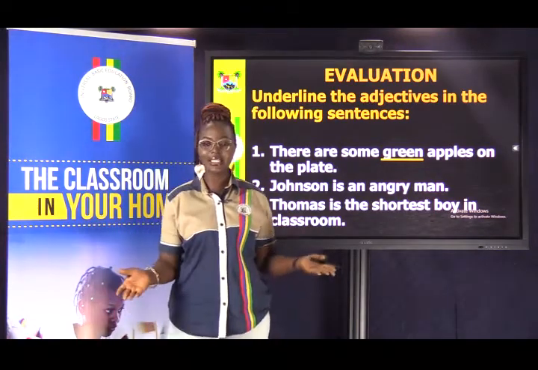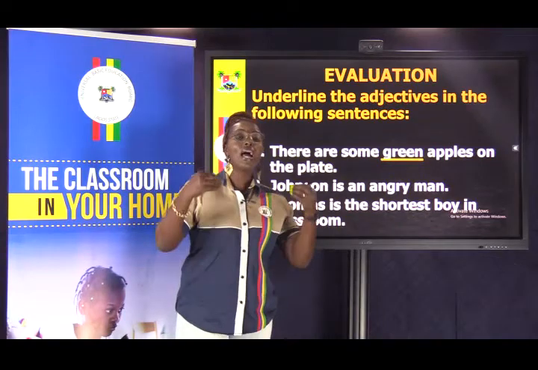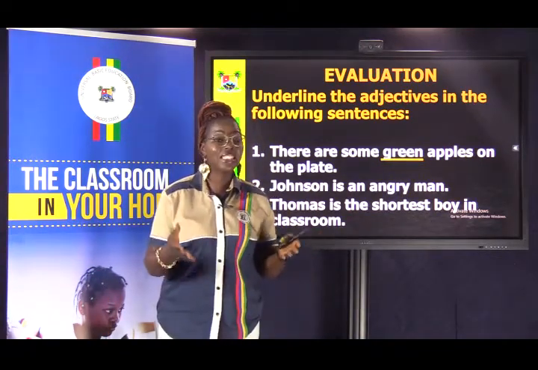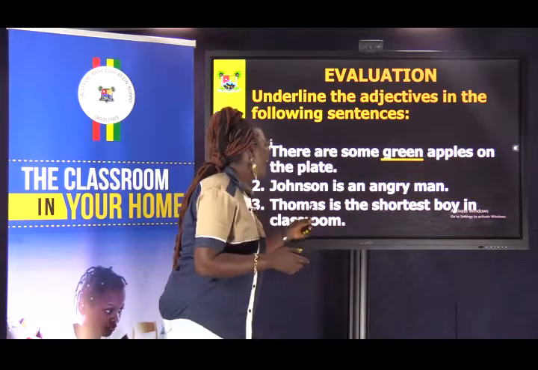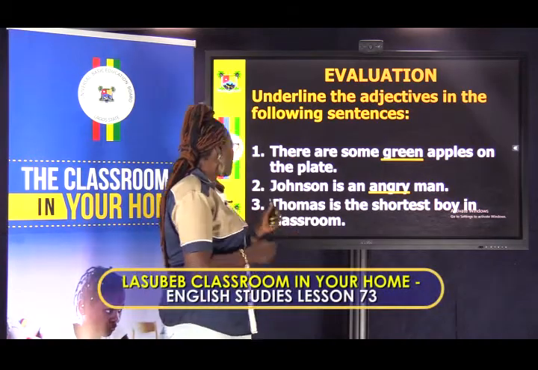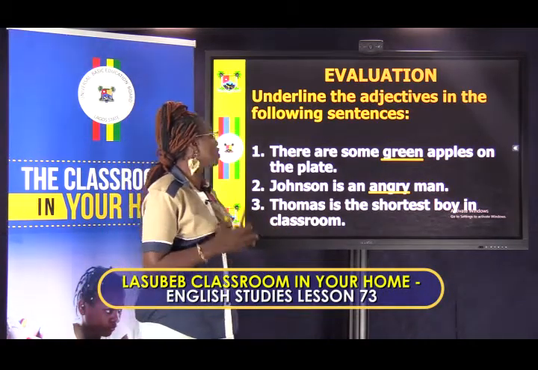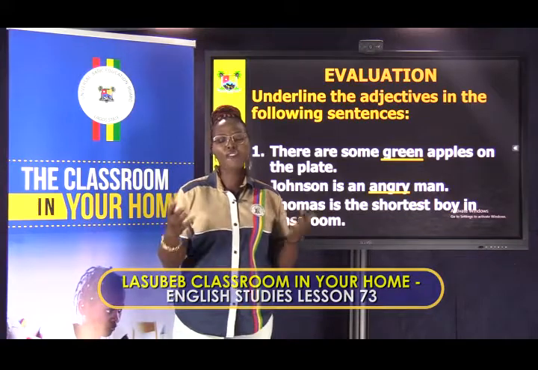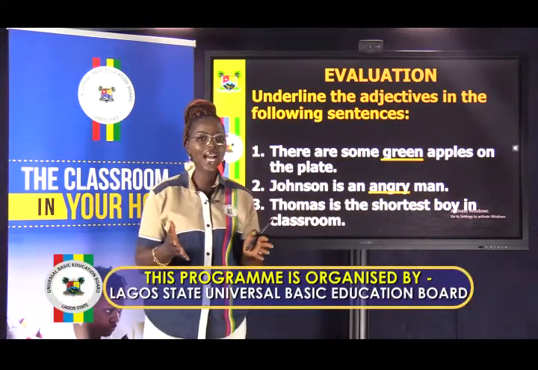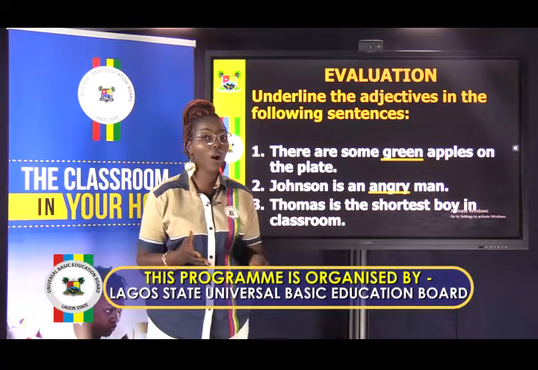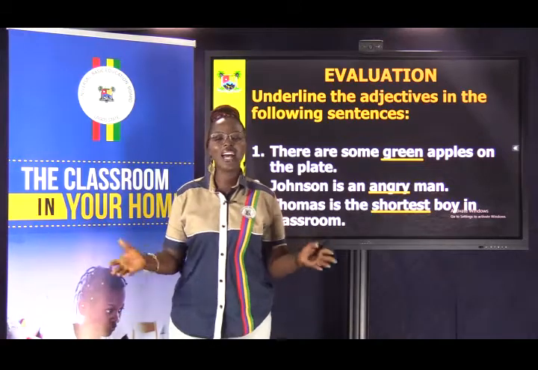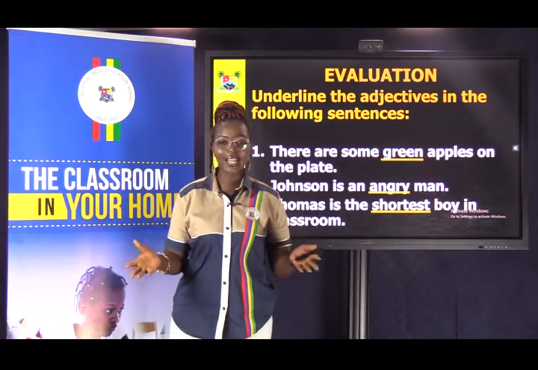Okay, number two, Johnson is an hungry man. Of course, Johnson is a man, but we were able to know the state of being at a particular point in time, that Johnson is angry. Angry is the adjective, angry man. Okay, number three, Thomas is the shortest boy in classroom. Of course, Thomas is a boy, but what is the adjective there? What is the adjective in that sentence? Short, shortest. So that is the answer.